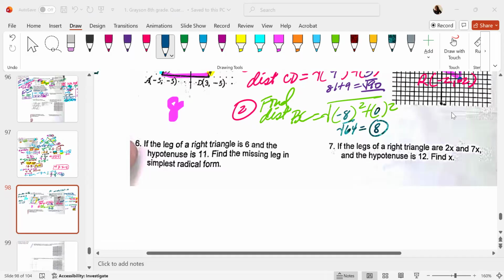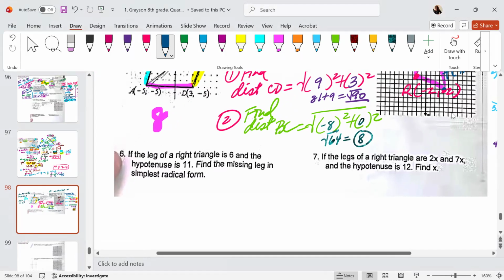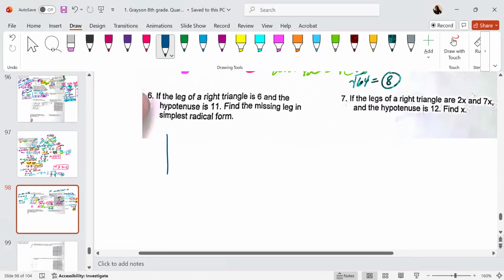Read it, please. If the leg of a right triangle is 6, the hypotenuse is 11. Find the missing length in the simplest radical form. This is a right angle, correct? Opposite of the right angle, this is the hypotenuse, correct? This is a leg, and this is a leg, because those are the two shorter ones, yes?